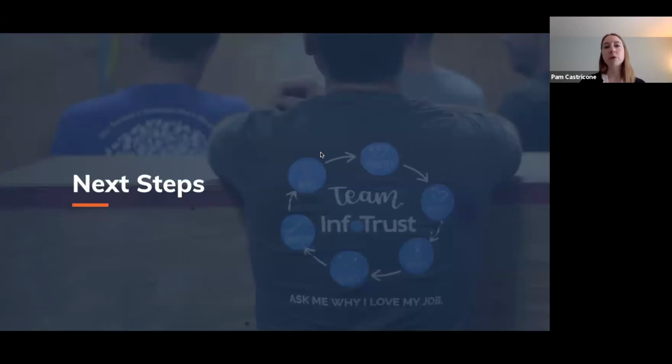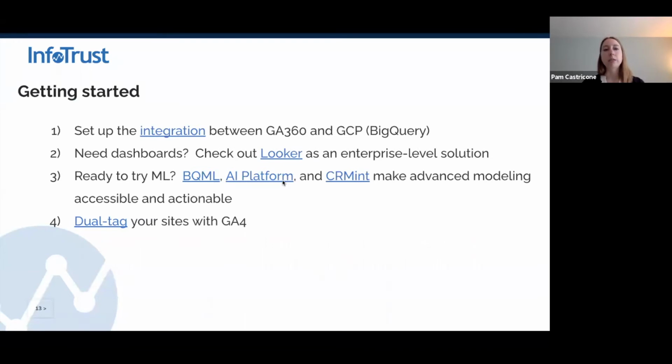So now that we've covered those three key things that our teams are seeing regarding GCP, let's talk about some next steps that you can take to get started. The first one is, if you haven't already, go ahead and set up the integration between Google Analytics 360 and Google Cloud Platform. With GA360, you get an out-of-the-box integration between the two.